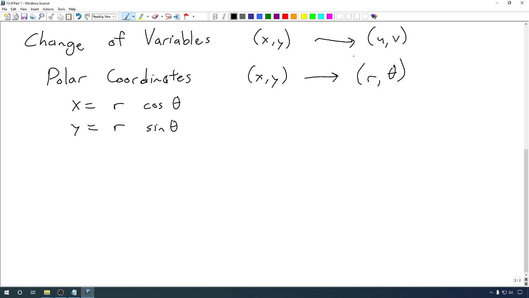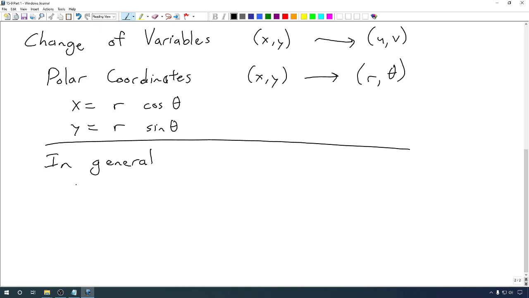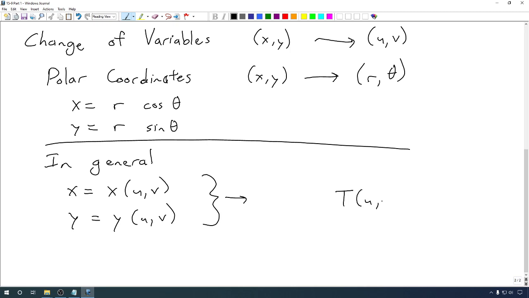And so for our general change of variables, we would have x as some function of u and v, and y as some function of u and v. One thing we do a lot of times is consolidate this into one function of two variables that has two variables as its output. So this is actually a function from R2, taking in two variables, to R2, giving out two variables.